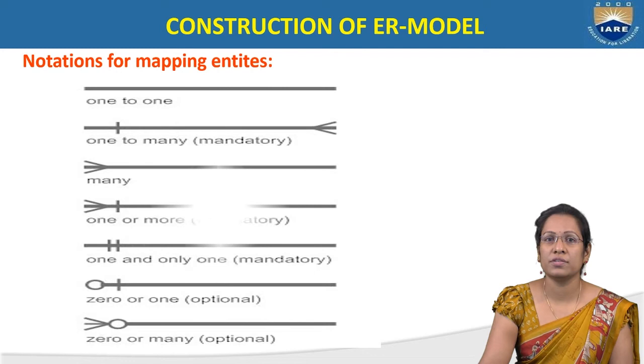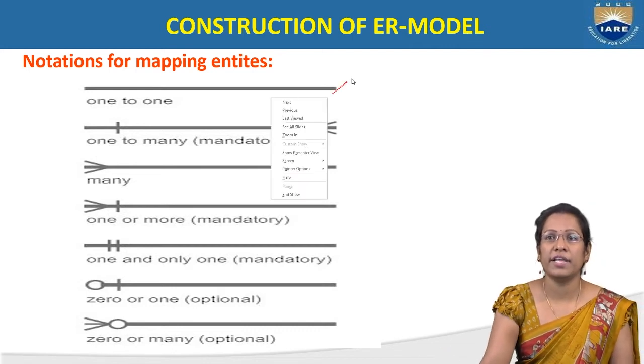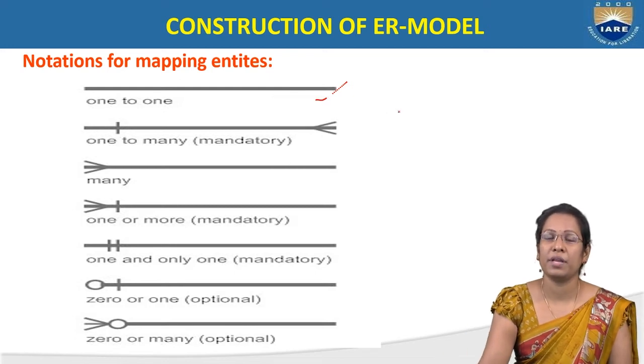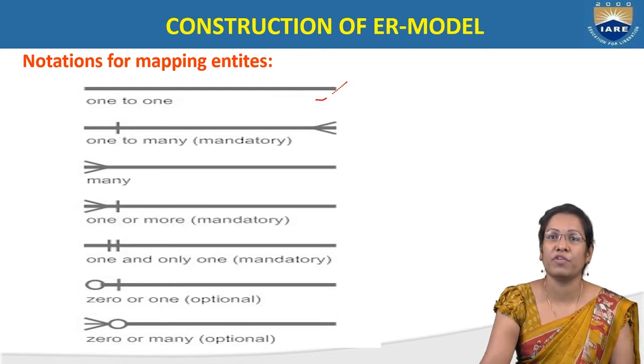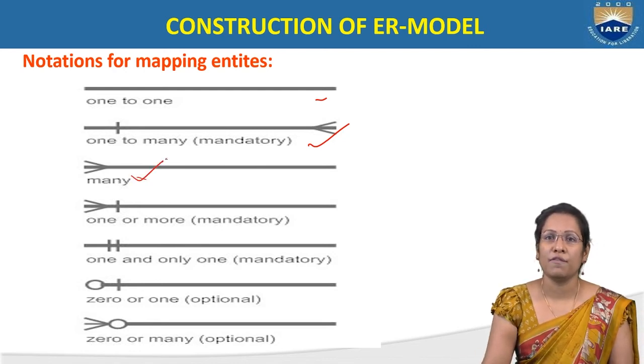Up to now we have seen one to one, one and only one. How do we map them? The first symbol is one to one. Suppose one record in one table is attached to one record in the other table, then the first mapping cardinality should be used, called one to one. The next is one to many, and many to one is the third one, and the fourth one is one or more.